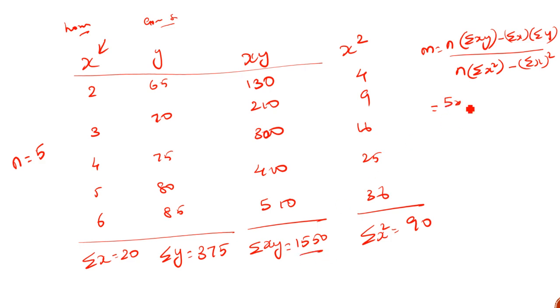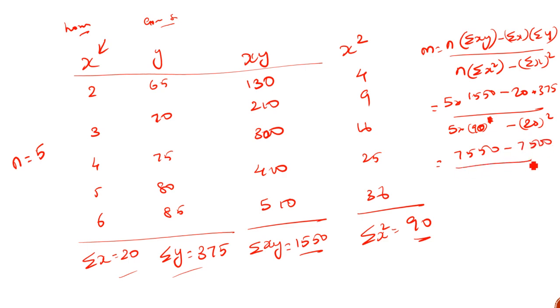So m is equal to n times the summation of xy minus the summation of x and the summation of y, divided by n times the summation of x squared minus the summation of x the whole square. So let's do the calculation. 5 into 1550 minus 20 into 375, divided by 5 into 90 minus 20 the whole square. Here we have 7750 minus 7500, and 5 into 90 is 450, 20 square is 400. So we get 250 over 50, which is 5. So m is equal to 5.